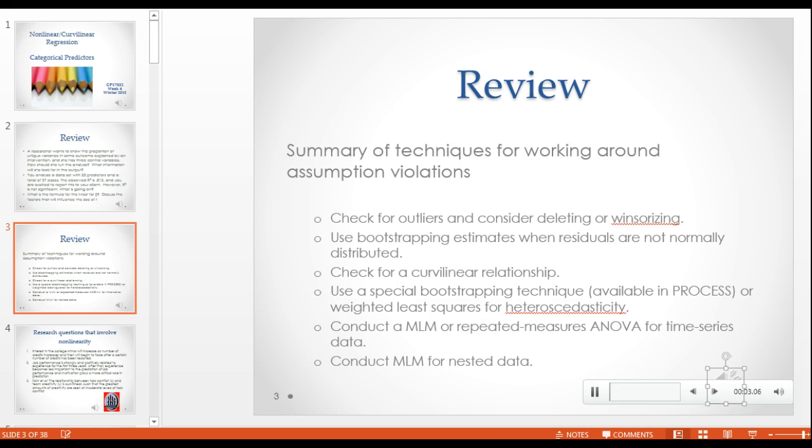Let's review the techniques to try for working around assumption violations. Remember last week we talked about these various assumptions, and when they're violated, what are the things that we can do to mitigate that issue. The first one I would say is check for outliers and consider deleting or Windsorizing those outliers.